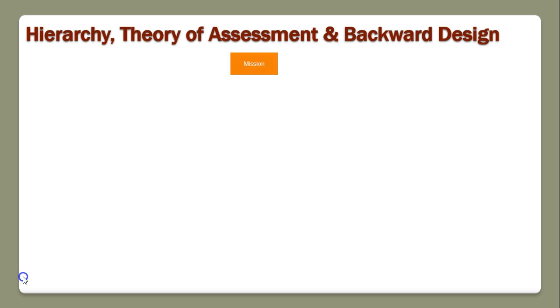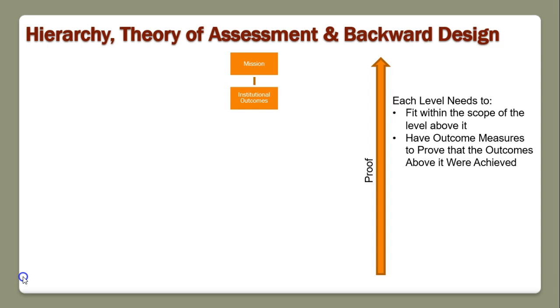Within each institution, everything has to fall within the mission. Whenever you go for accreditation, they're going to ask how everything you do falls within the mission. Underneath the mission, you're going to have institutional outcomes, and under the institutional outcomes, program level outcomes. Each level needs to fit within the scope of the level above it. If it's outside your mission or your institutional outcomes, then there's a problem.